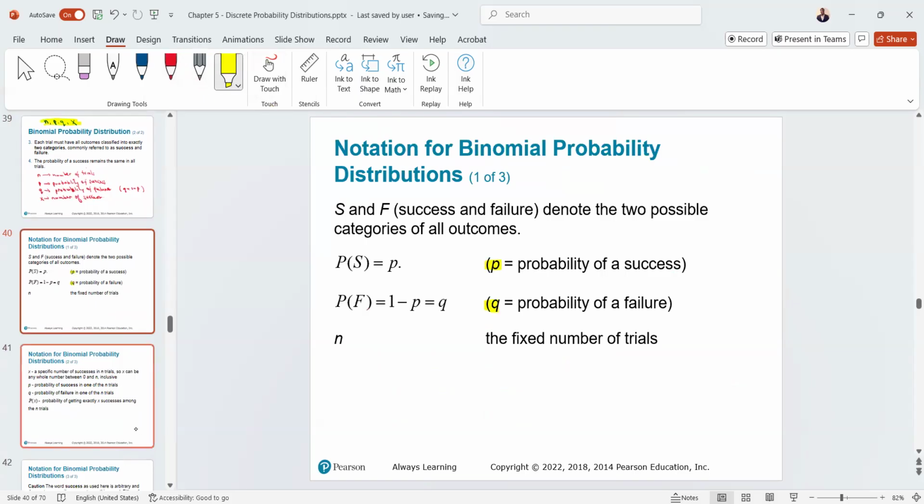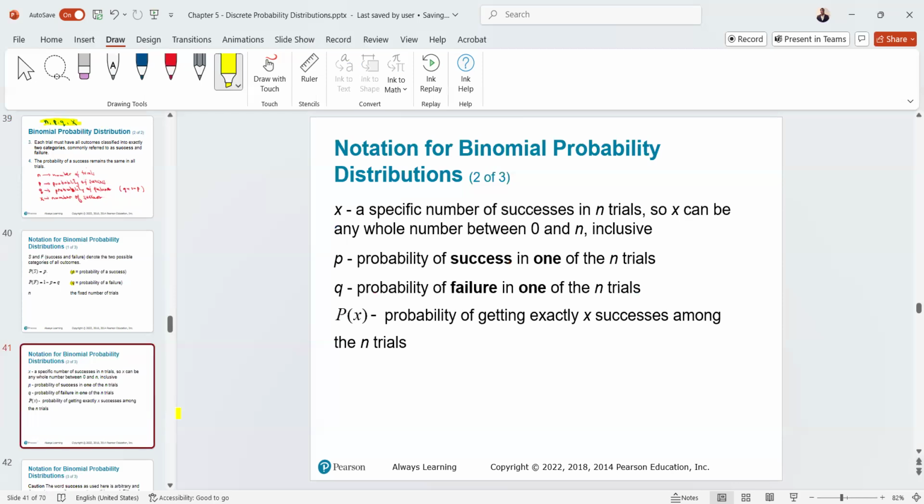N is the number of trials. So here you see X is a specific number of successes in N trials. So X can be any whole number between 0 and N, inclusive. Remember, don't forget it's inclusive. Probability of success in one trial is P. Probability of failure in one trial is Q. P of X, we call it the probability of getting exactly X successes among N trials.